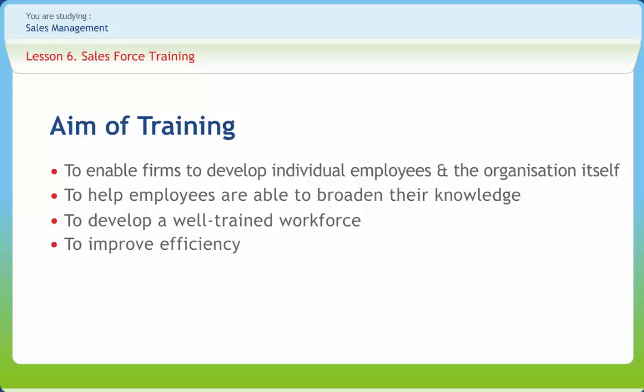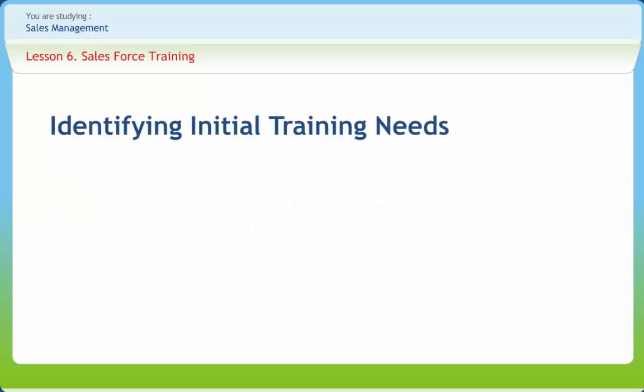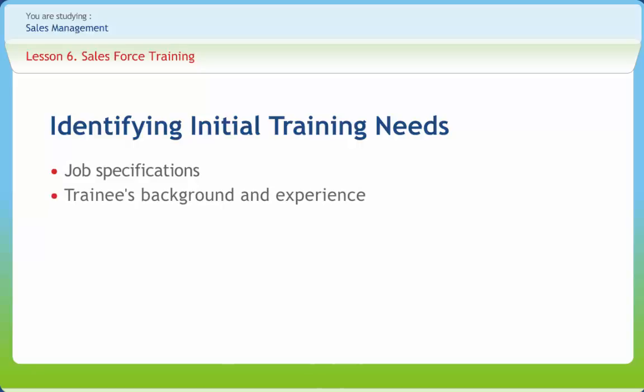To determine the need for an initial sales training program requires an analysis of three factors: job specifications, trainees' background and experience, and sales-related marketing policies. We have already discussed in the previous lesson that the qualifications needed to perform jobs are detailed in job specifications. The training has to be given according to job specifications.